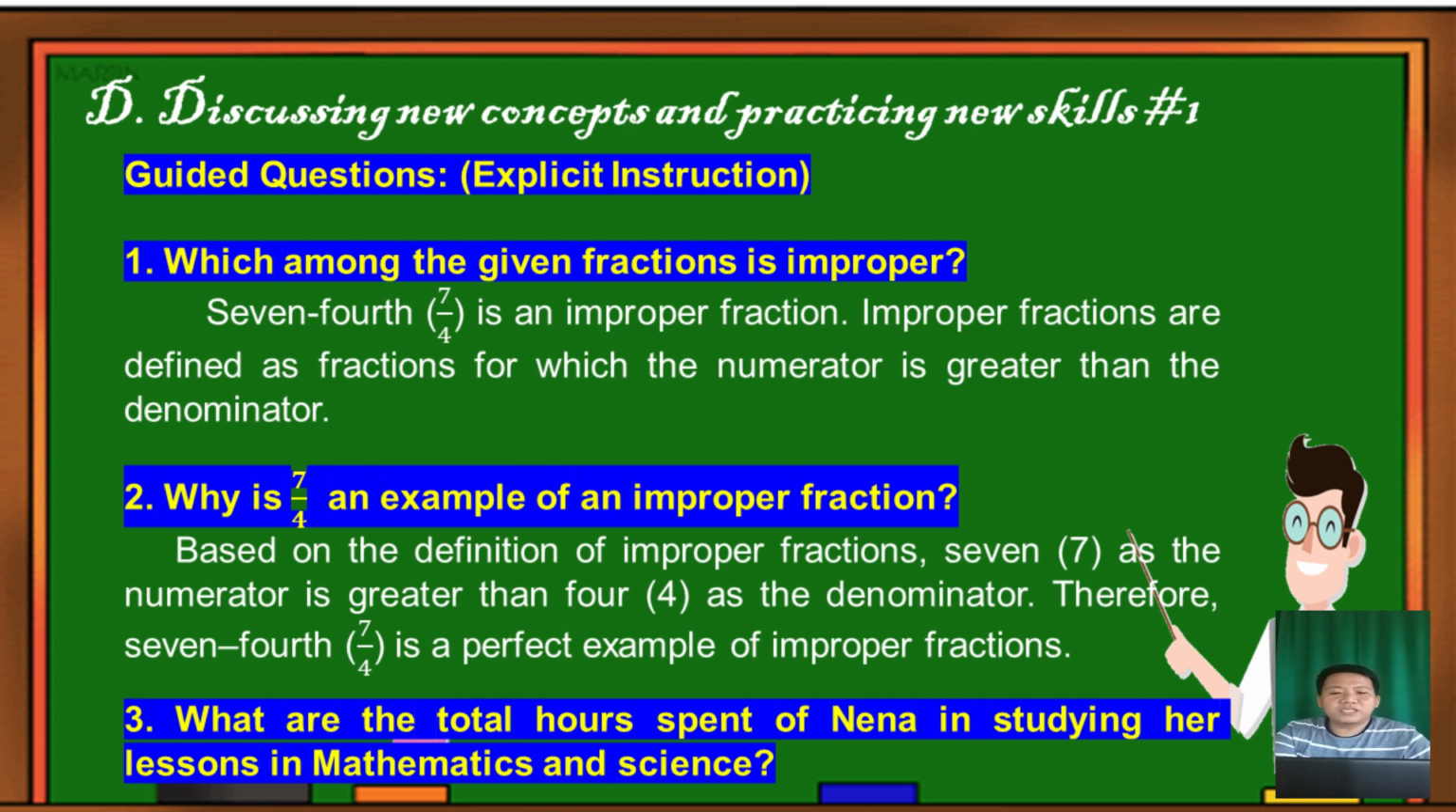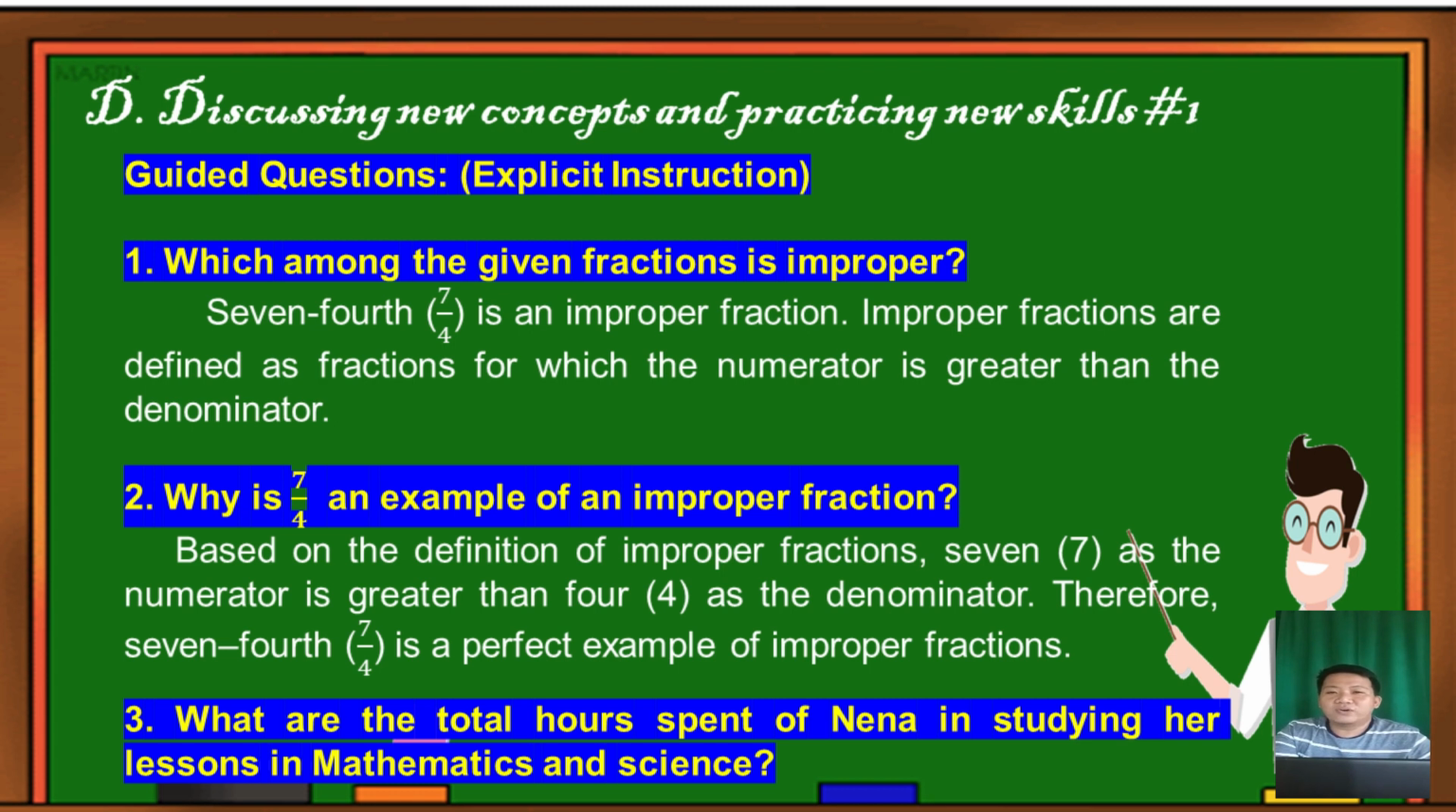Further, explicit instruction includes modeling, guided practice, and independent practice. Just look at the questions. The answers tell directly to the question. Especially, questions and answers will always jive with the objectives of the lesson. In this part, the teacher emphasizes the use of with and without regrouping in discussing the topic.